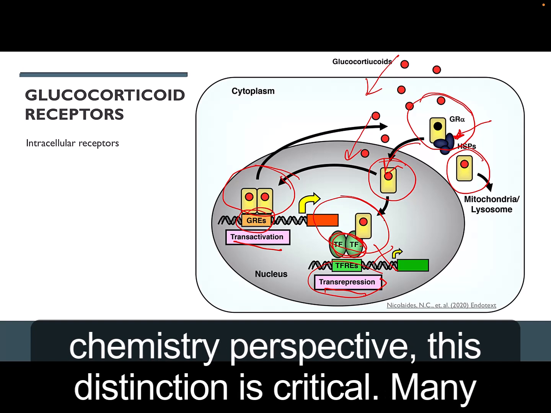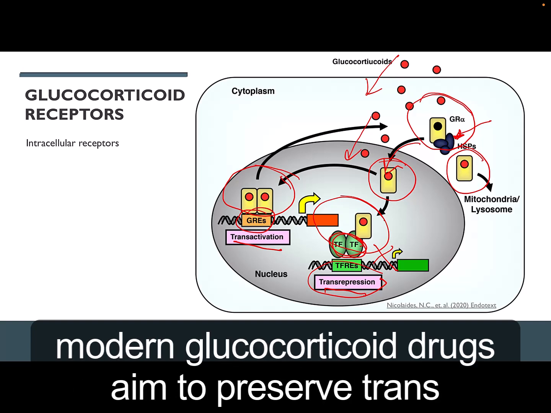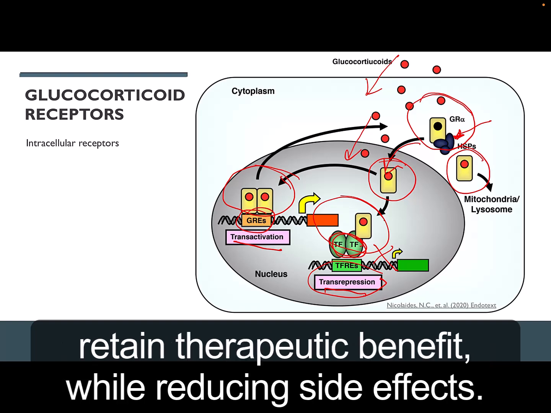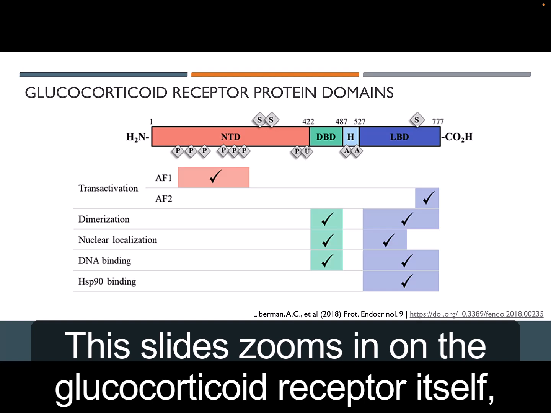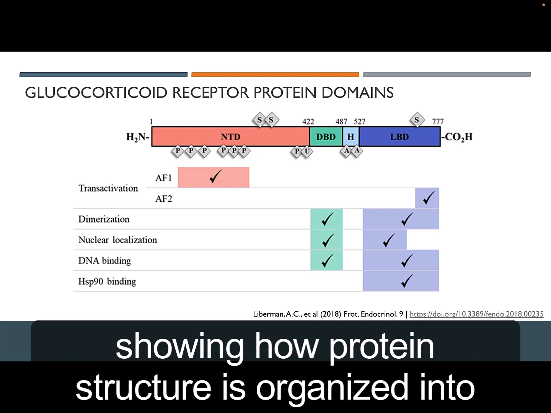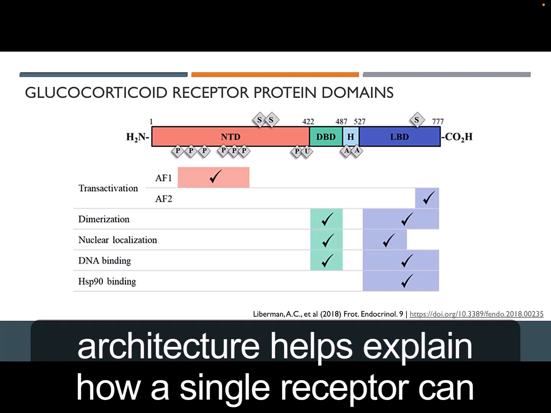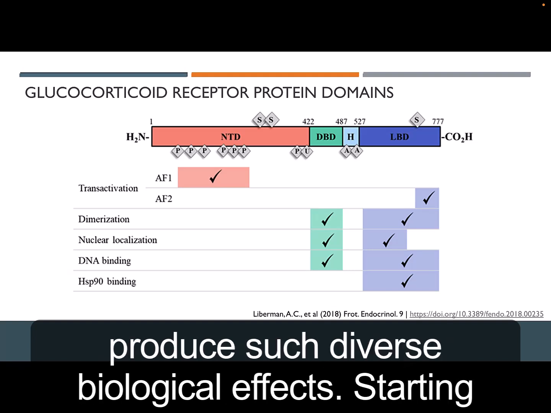From a medicinal chemistry perspective, this distinction is critical. Many modern glucocorticoid drugs aim to preserve transrepression while minimizing transactivation, in an effort to retain therapeutic benefit while reducing side effects. This slide zooms in on the glucocorticoid receptor itself, showing how the protein structure is organized into functional domains. Understanding this architecture helps explain how a single receptor can produce such diverse biological effects.